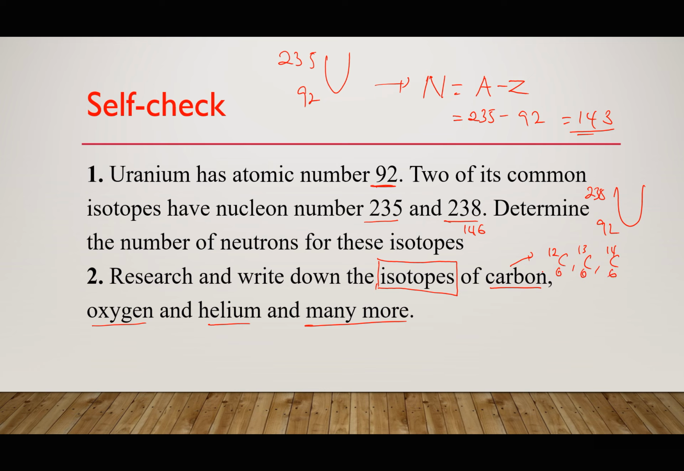And they are going to behave the same way. However, carbon-12 is the most common because it is extremely abundant and very stable. Then we also have carbon-14, which is commonly used for carbon dating. So you can research the isotopes of oxygen, isotopes of helium, and many more. Of course, for helium, we have helium-3 and helium-4. Those are isotopes: same proton number, different neutron number.